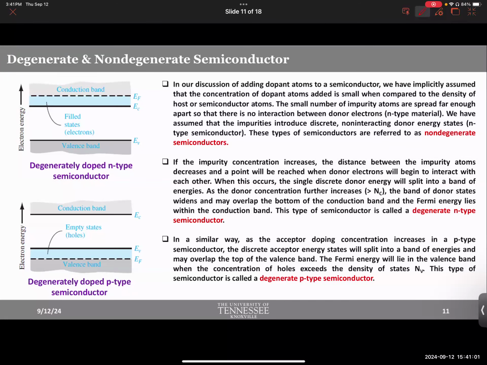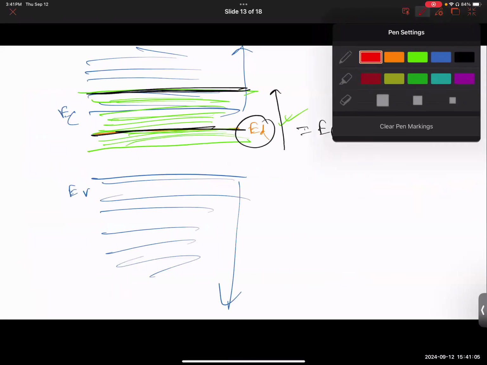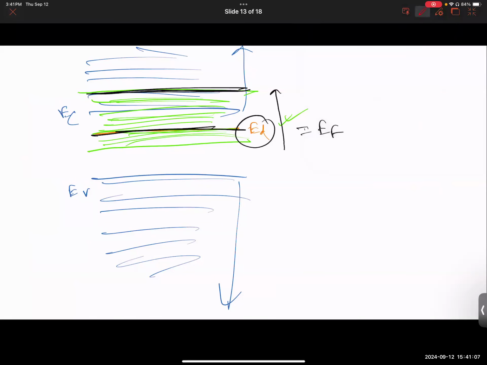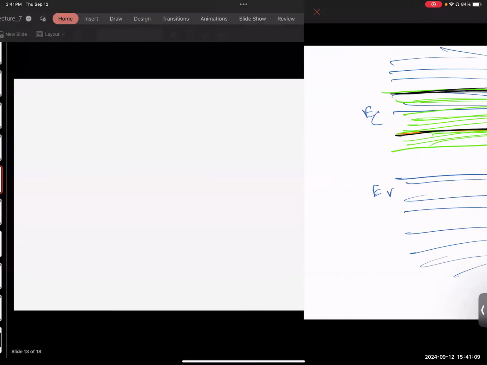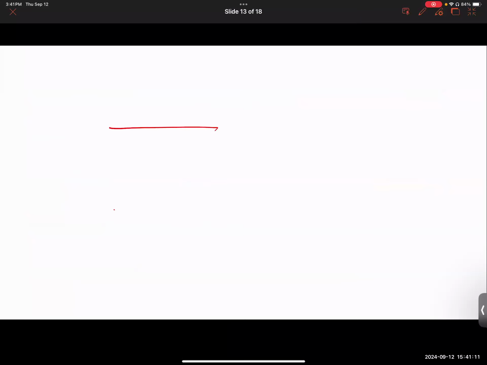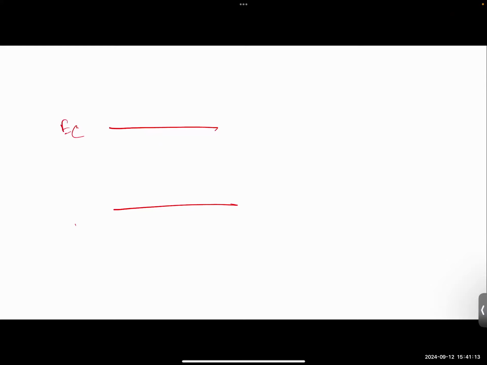Imagine, let me just get to this empty page again and draw two cases for you to better understand. We have a few minutes. Hopefully, we'll be able to complete that very comfortably. So this is conduction band. This is valence band. This is conduction band. This is valence band. I'm going to show you two cases.